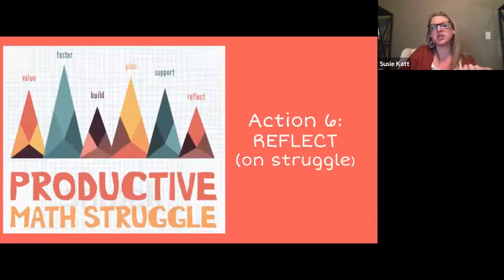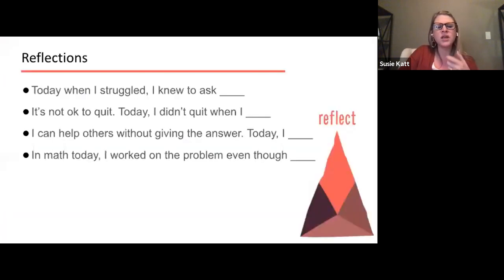So the last action, and we only have a few minutes left, is reflecting on struggle. It's really important to have closure of a lesson. And I would argue that it doesn't always have to be about the content. It can be about what we do today, about our math community and our struggle. You might ask students to do some reflecting.